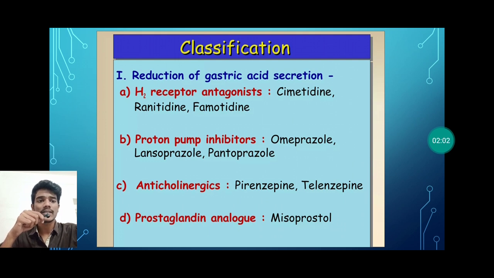B. Proton pump inhibitors. It includes omeprazole, lansoprazole, pantoprazole. Nowadays, pantoprazole is commonly used. C. Anticholinergics. It includes pirenzepine and telenzepine. D. Prostaglandin analog. It includes only one drug, that is misoprostol.